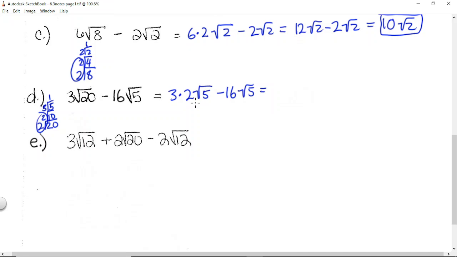And now we'll go ahead and take 3 times 2 is 6 times the square root of 5, minus 16 times the square root of 5, and that is negative 10 times the square root of 5.